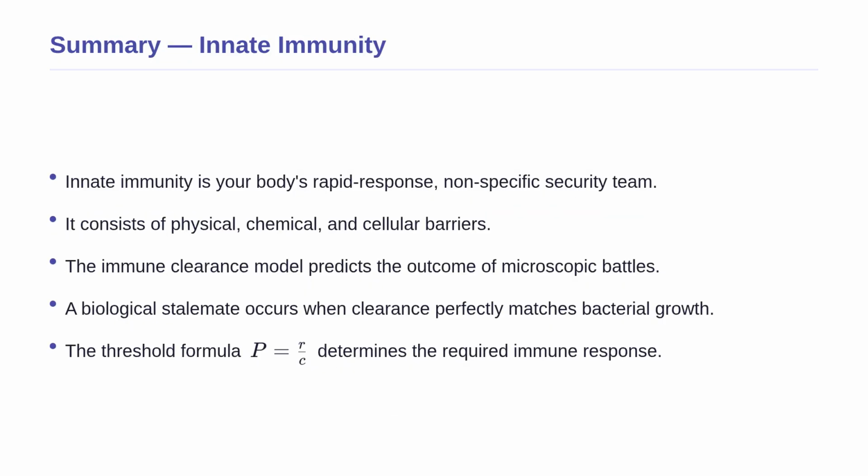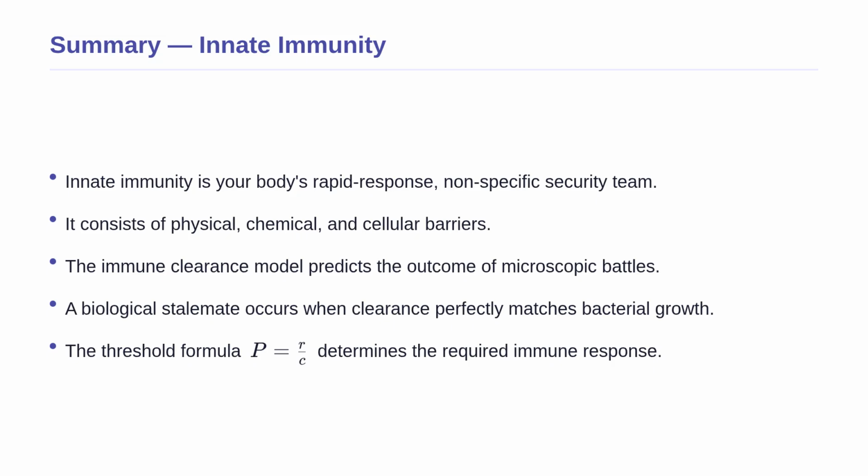We have covered a lot of ground today, so let us summarize the key takeaways. First, remember that innate immunity is your body's rapid response security team, providing immediate, non-specific defense from the moment you are born. Second, this defense relies on a combination of physical barriers to keep invaders out, chemical barriers to create a hostile environment, and cellular defenders to eat any pathogens that slip through.